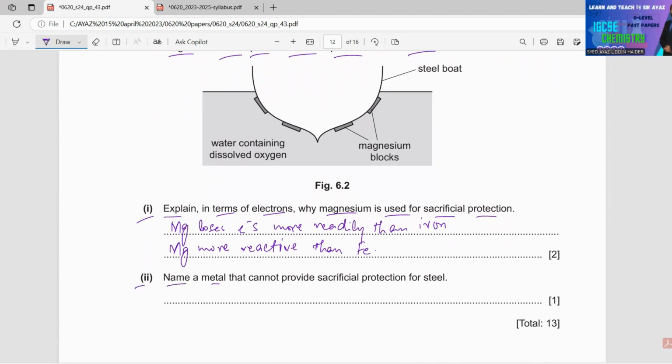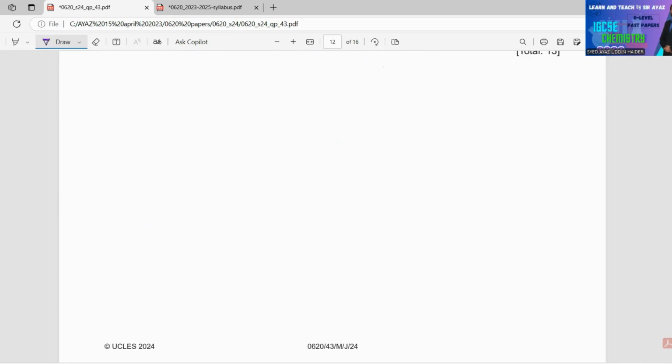Number two, name a metal that cannot provide sacrificial protection for steel. So you can write any metal below iron. Any metal below Fe. So you can have silver, copper, or gold. These do not provide sacrificial protection.